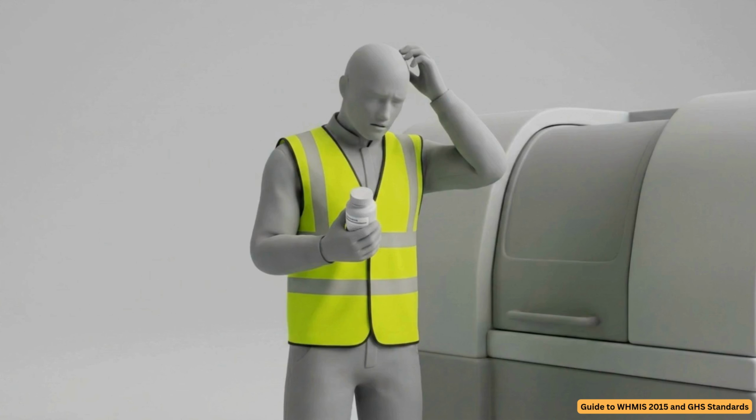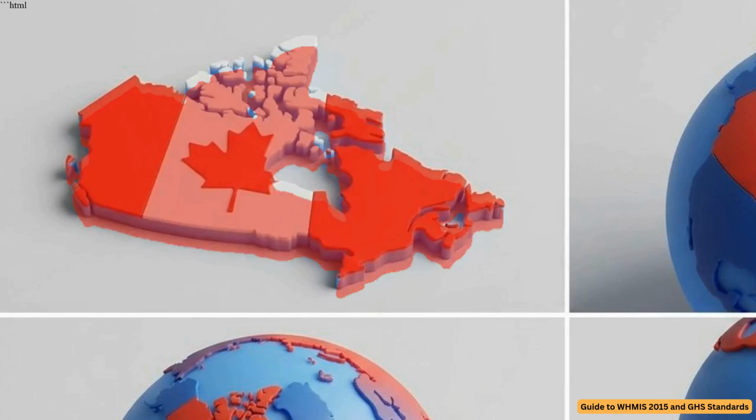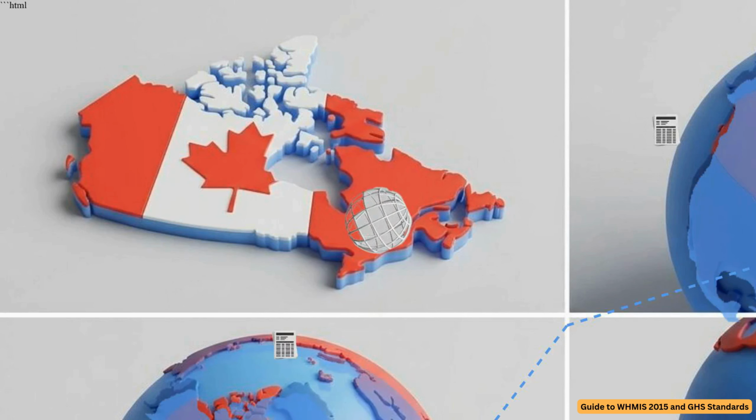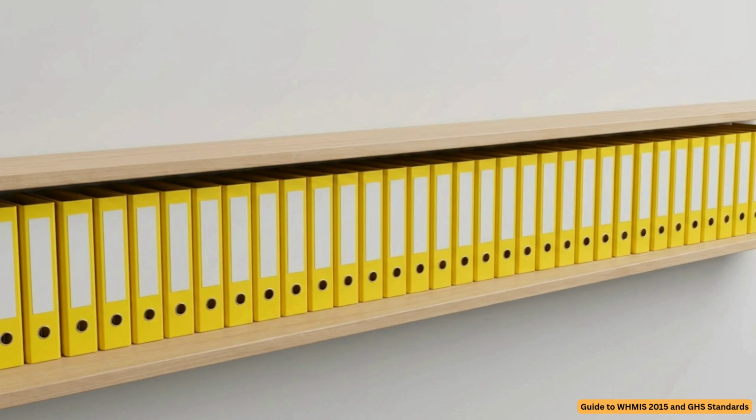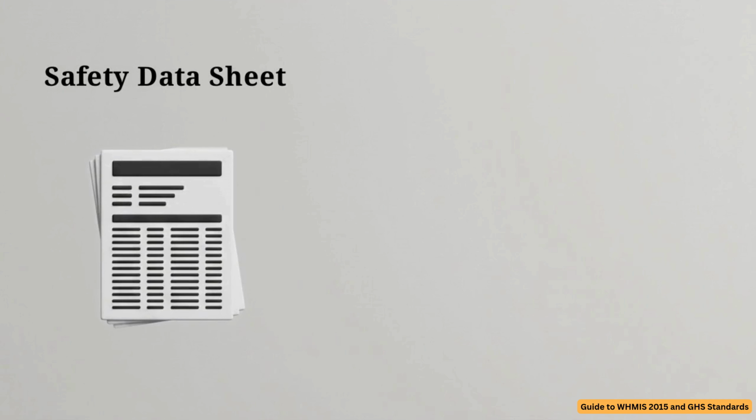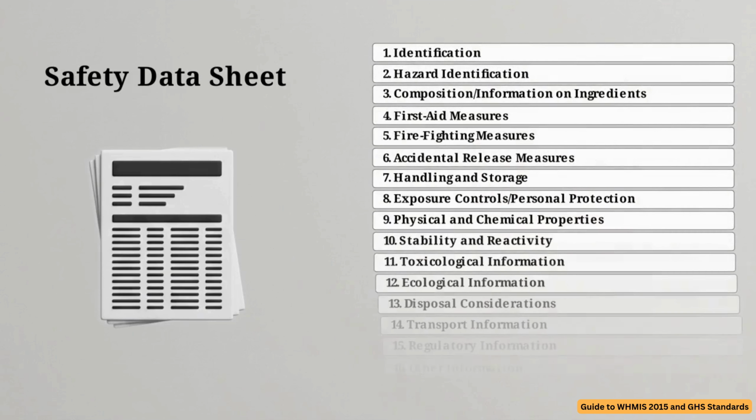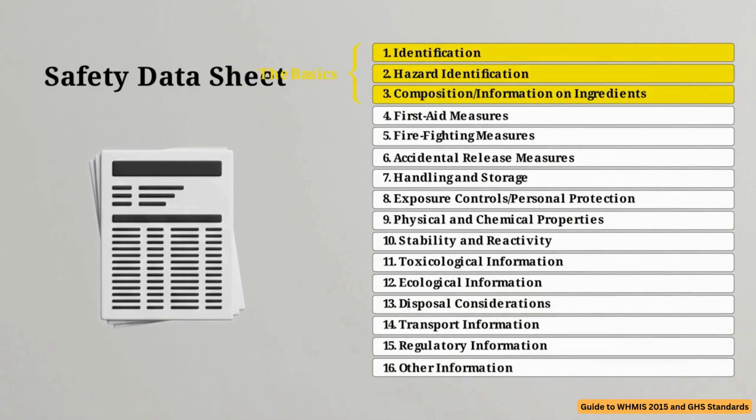While the label gives you the immediate facts, you will eventually need more detailed instructions. WHMIS 2015 incorporates the Globally Harmonized System, a worldwide standard that ensures all detailed chemical documentation looks exactly the same, no matter where it was manufactured. This standardized document is called a safety data sheet, and it always contains 16 sections.